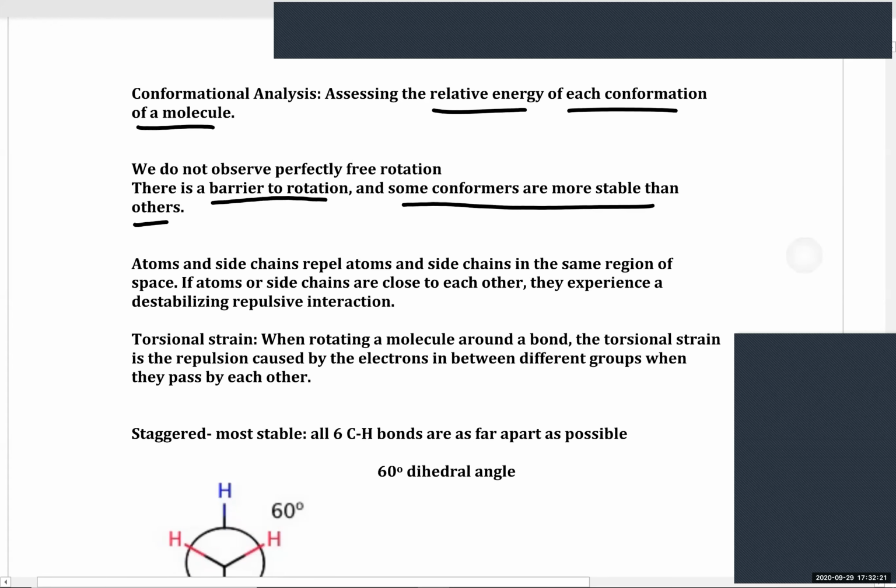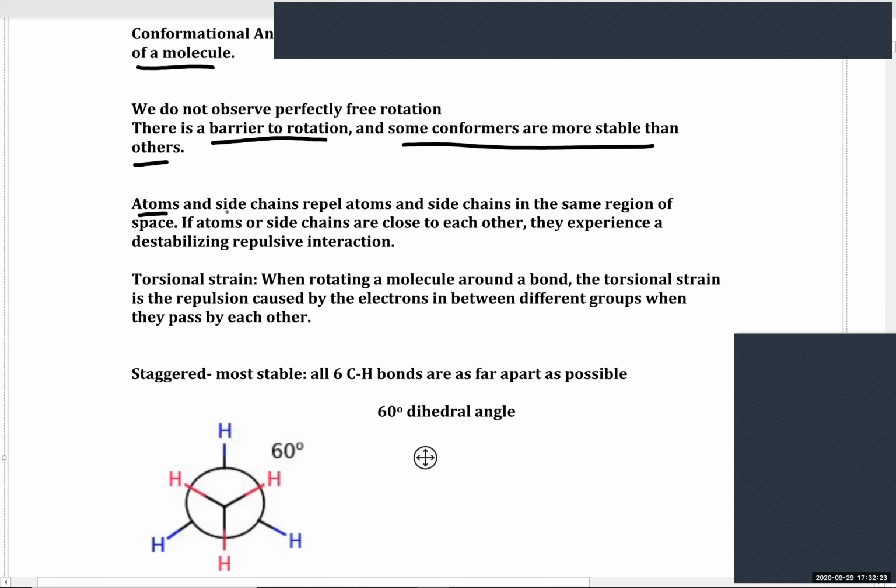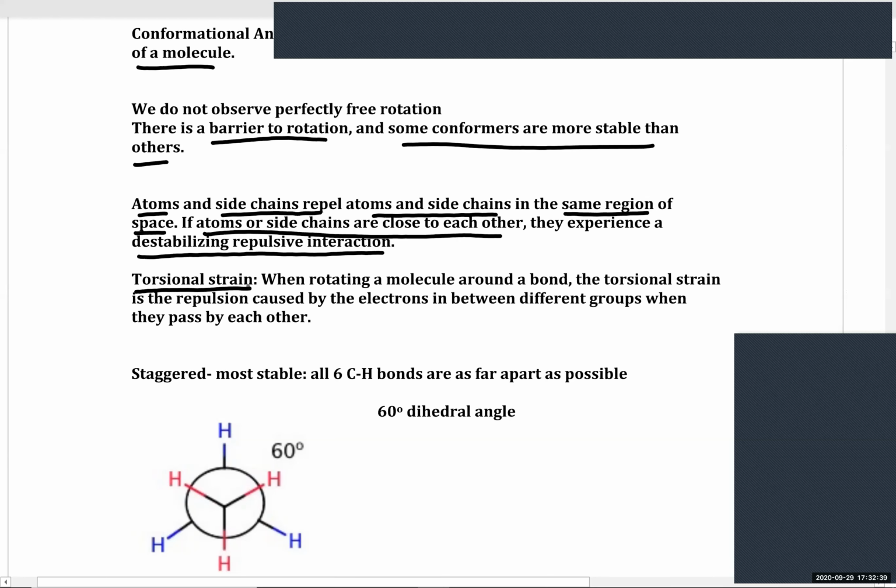Now, this stems from the fact that atoms and side chains repel atoms and side chains in the same region of space. If atoms or side chains are close to each other, they experience a destabilizing repulsive interaction. Torsional strain is defined as this: when you're rotating a molecule around a bond, the torsional strain is the repulsion caused by the electrons in between different groups when they pass each other.